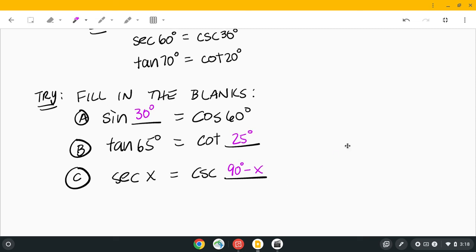Alright, so that's it for part one. Part two, I am going to go over some of those special right triangles that we talked about, the 30, 60, 90, the 45, 45, 90. So I'm going to talk about that, and we're going to take a look at those special triangles, and we're going to look at what the sine, cosine, and tangents are of those.